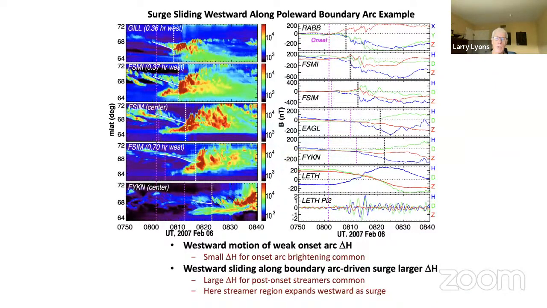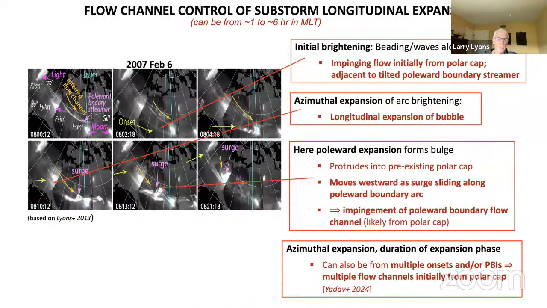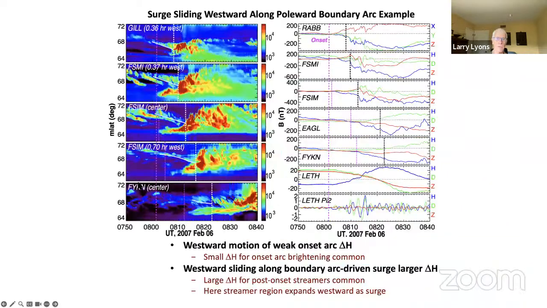All right, this is just another example. This is actually the same example. Now we're just going to look at auroral keograms as we go from east to west, following this surge as a function of time. So we have our substorm onset. You look at the ground magnetic field. Nothing much happens with substorm onset, which is typical. Then when you start getting the surge and streamers, you start to get the magnetic field depressions. And you can see the poleward boundary arc directly heading into the head of the surge.